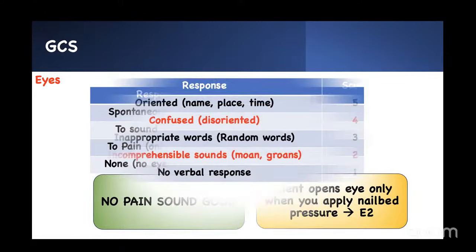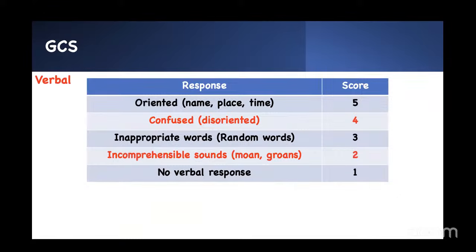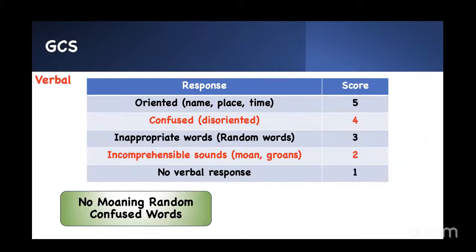Now, let's look at it. What is the verbal response going to give you? The verbal response is out of 5. And I like this mnemonic because it's easy to remember: none, moaning, random, confused, words. 5 points. If there's no verbal response, you get 1. If you make a response by moaning, that means it doesn't make sense. Nobody can understand you, right?